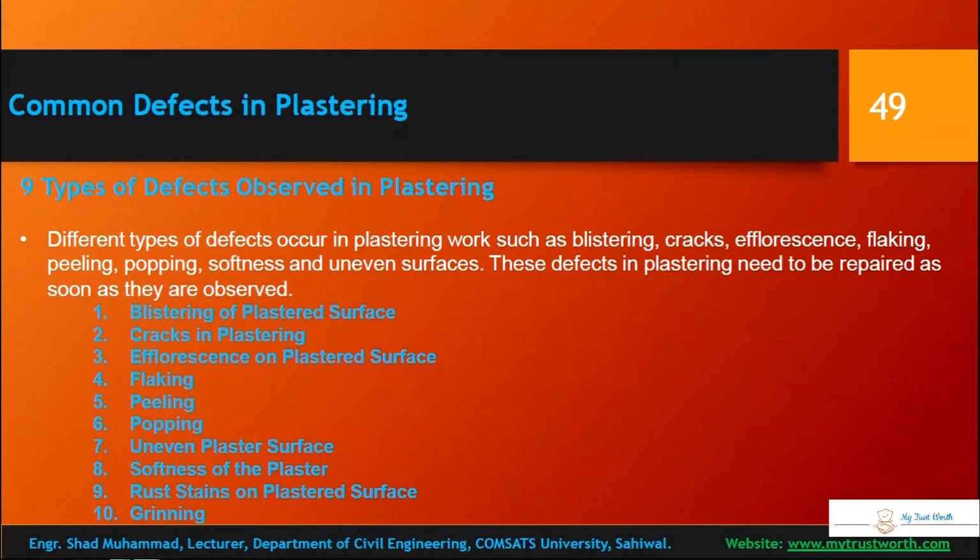We will be studying 9 different types of defects observed in plastering works, such as blistering, cracks, efflorescence, flaking, peeling, popping, softness, and uneven surfaces. These defects in plastering need to be repaired as soon as they are observed.